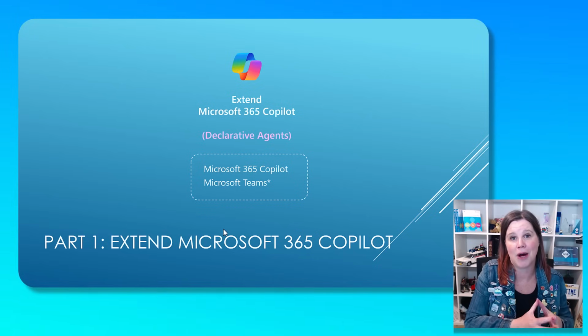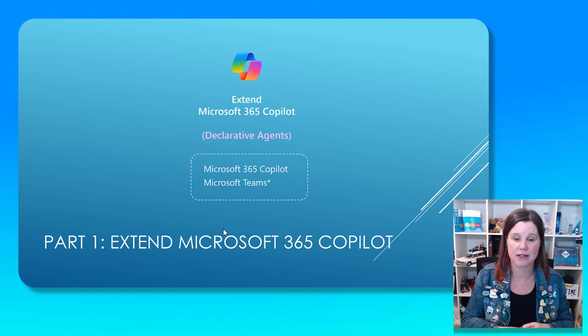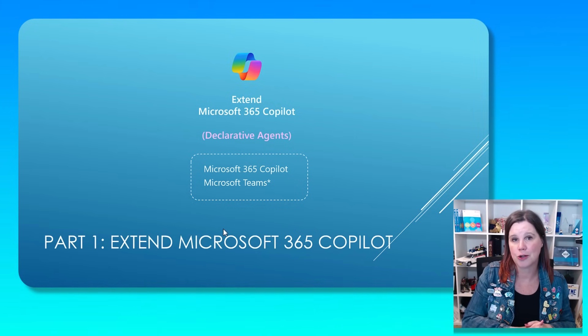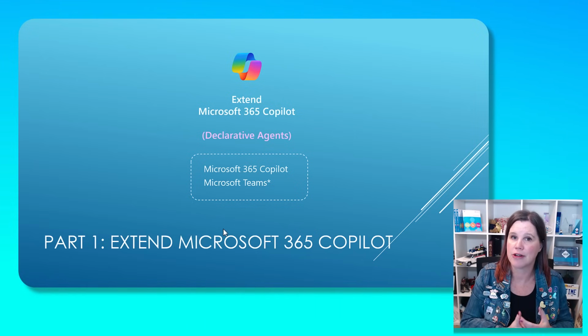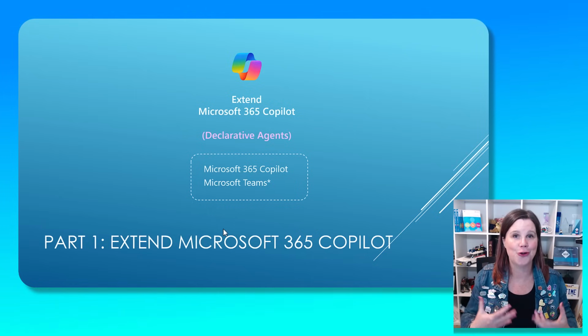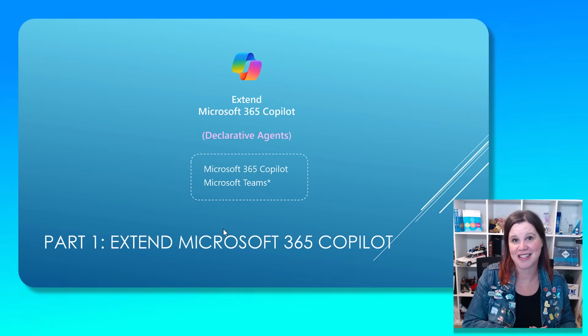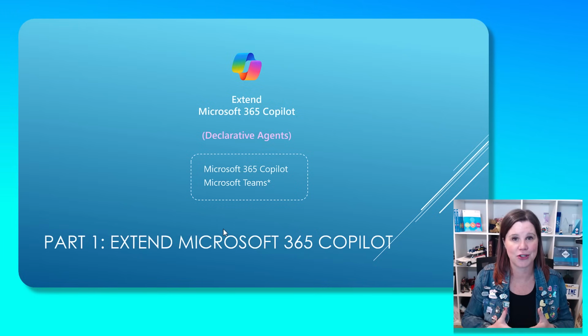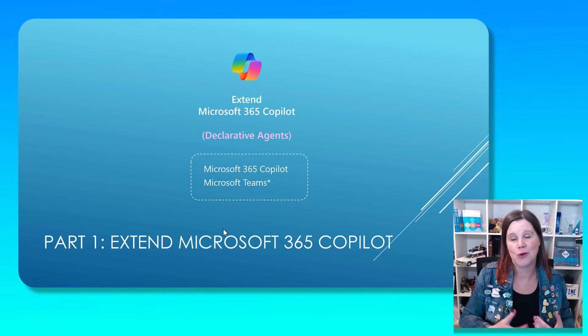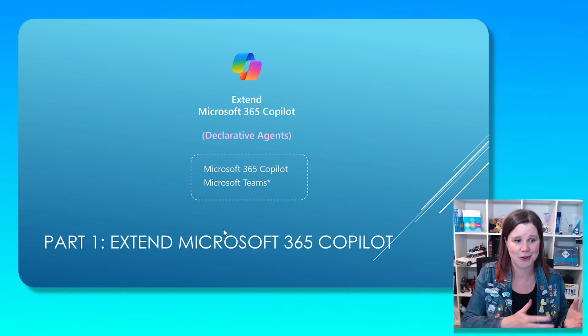So let's take a look at part one here, which is working with and extending Microsoft 365 Copilot. I've got the other terminology in here. These are called declarative agents. If you are a code first person, you're going to talk about these as declarative agents. This is a reference to declarative programming. If you are a low code user or a business user, that terminology doesn't make sense to you. You are extending Microsoft 365 Copilot.